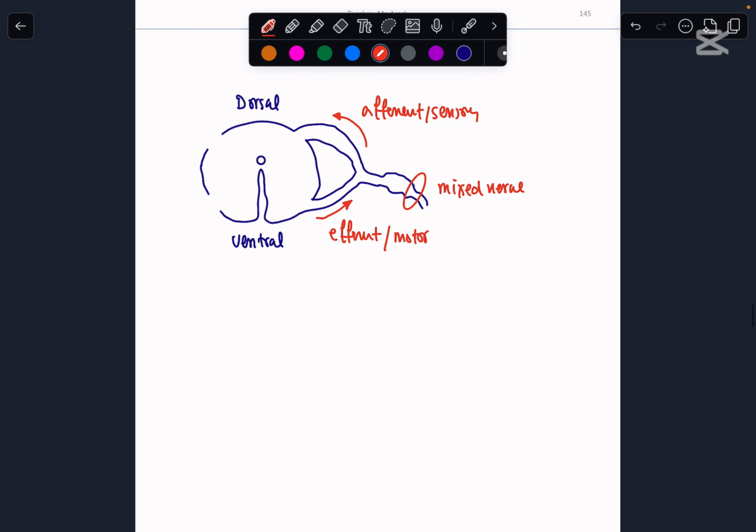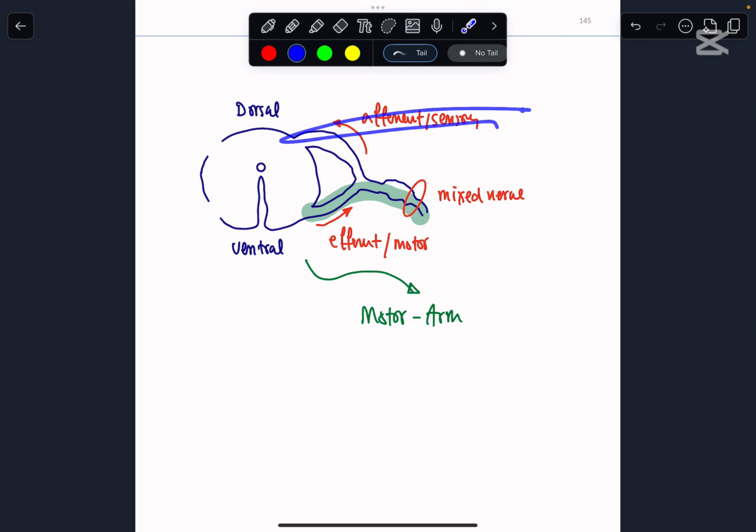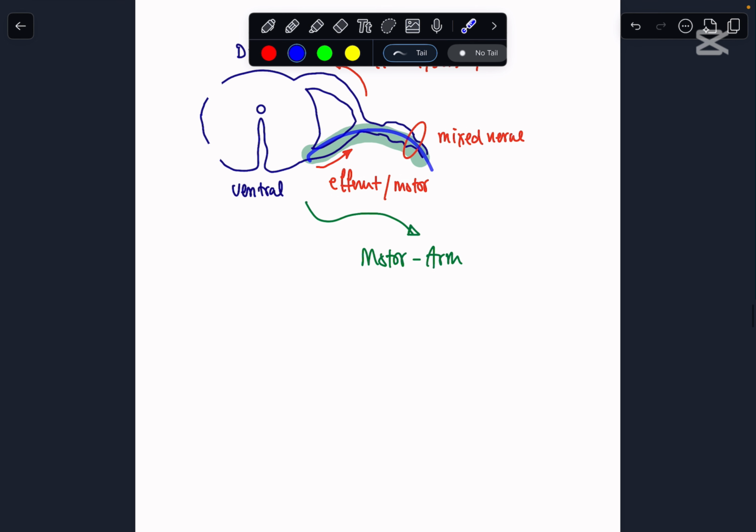So first and foremost, for the next few slides, we're only going to be talking about the motor region. We're only going to be interested in the motor arm. Remember, for the parasympathetic and sympathetic nervous system, we have nothing to do with the afferent sensory ones. We're only interested in a motor situation. Parasympathetic and sympathetic nervous systems are technically motor branches of the nervous system. So we're only going to be focusing on that.